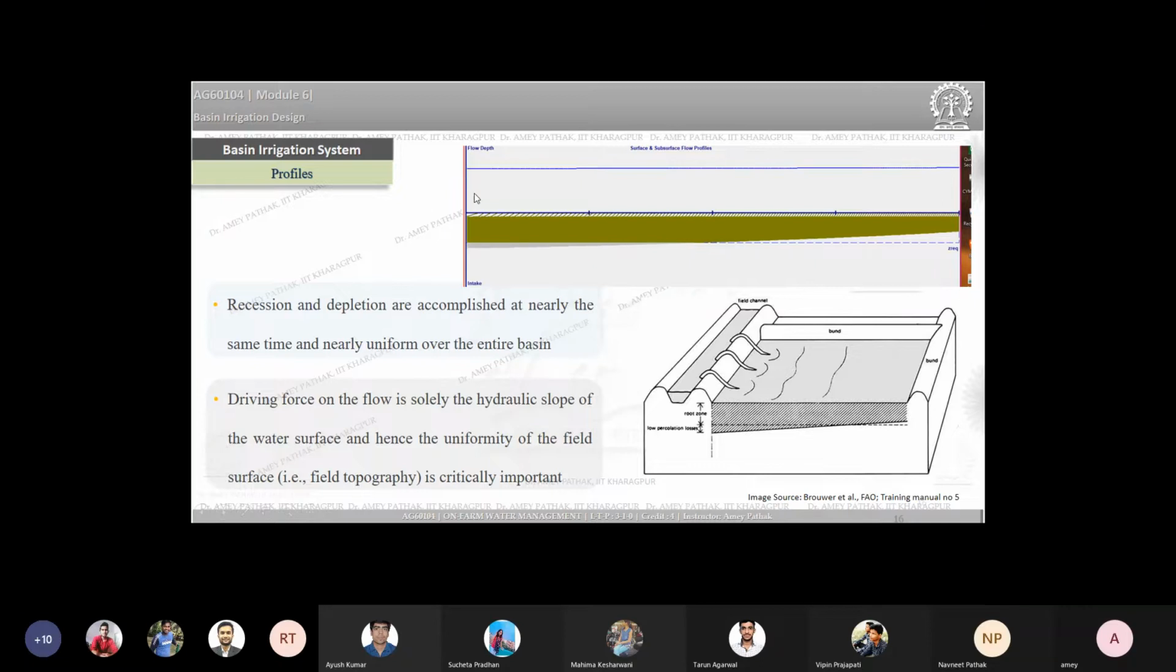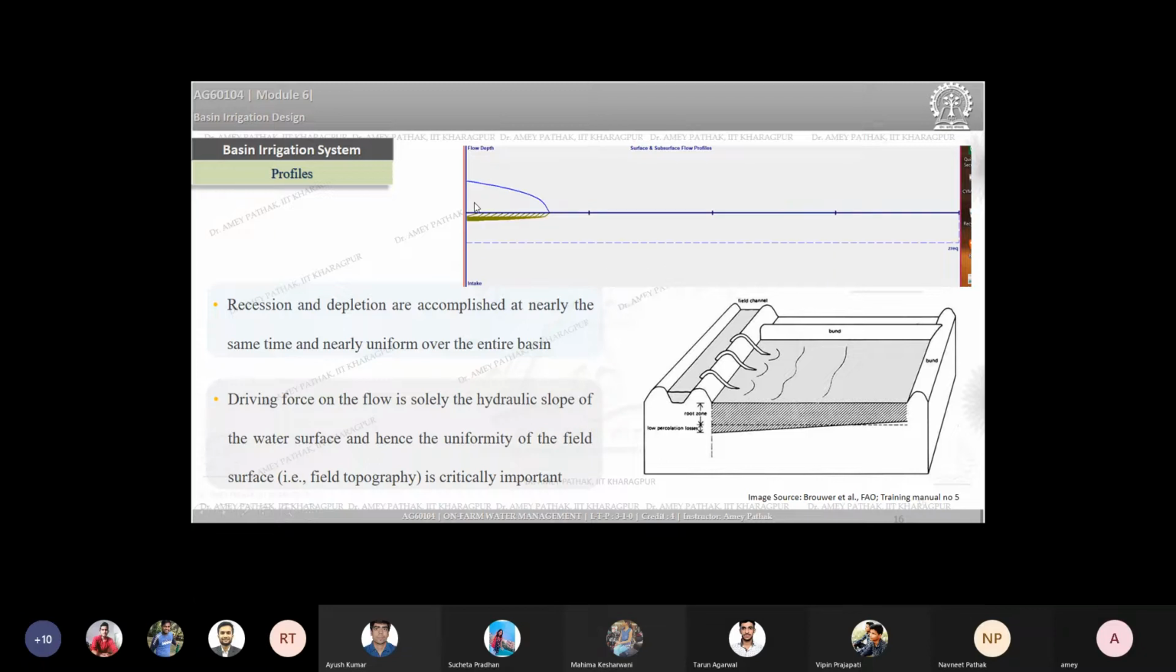Okay, you can see now this flow is not moving in the horizontal direction, it is moving only in the vertically downward direction. It is depleting uniformly. So the depletion phase at this point, this point, this point is happening. Depletion and recession phases are happening uniformly over the entire basin.